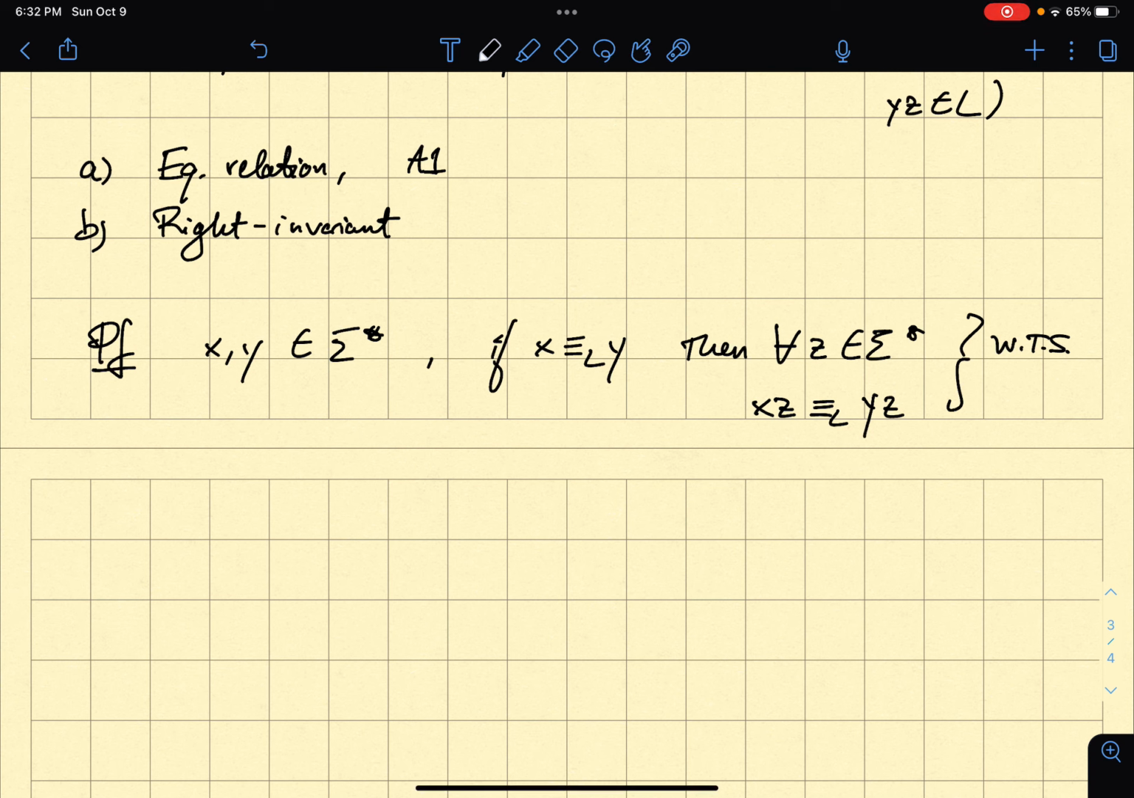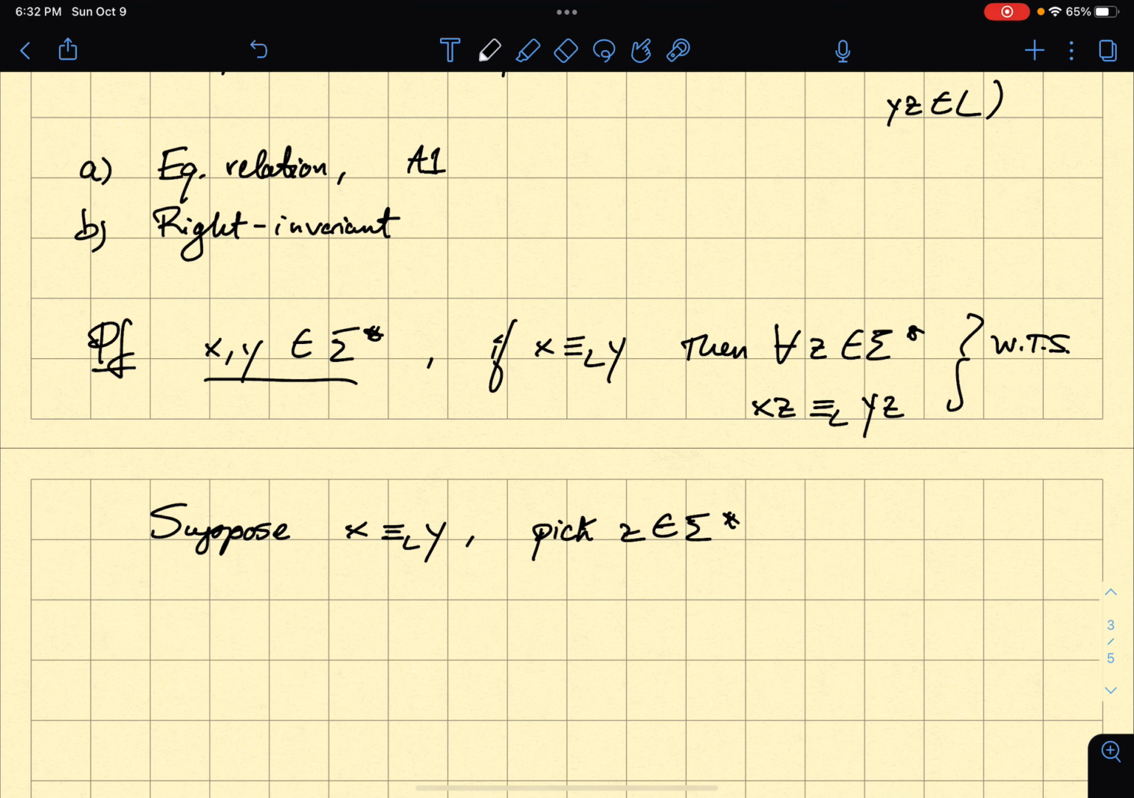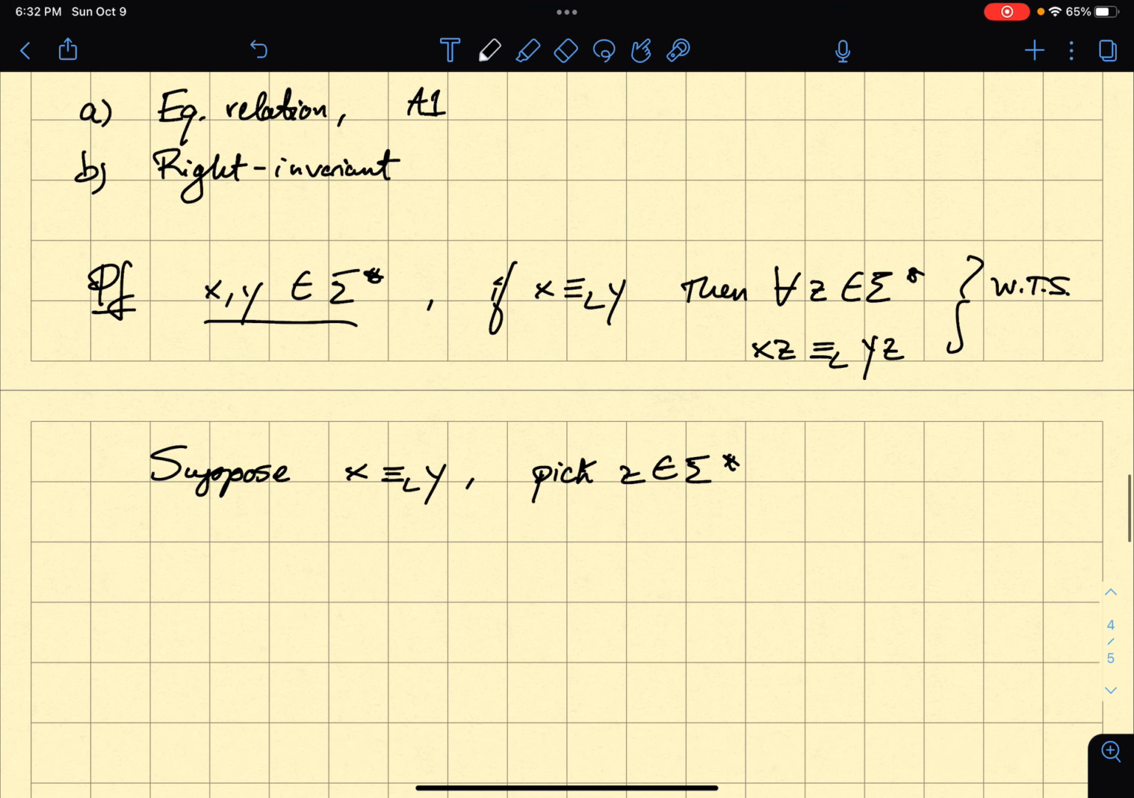Okay? Well, so how do we do that? Well, we have two strings that we've picked in sigma star arbitrarily. And now let's suppose that x and y are related. Okay? So now let's pick another string, z in sigma star. And what I want to do is show that xz is related to yz.